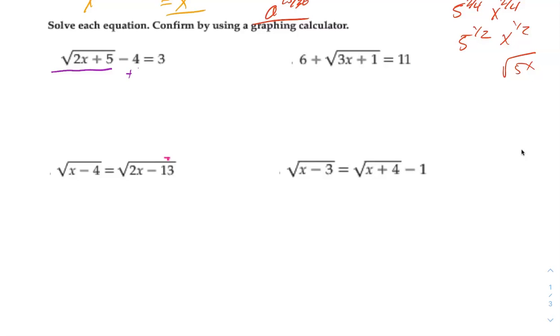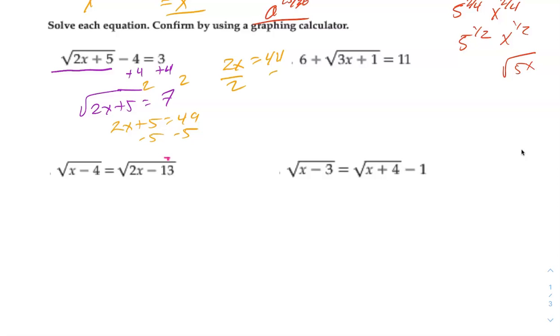So let's add 4 to both sides. And I get 2x plus 5 equals 7. And now the radical is by itself. Now we can square it, right? To get rid of the radicals, square both sides. 2x plus 5 equals 49. Subtract 5. 2x equals 44. Divide by 2. X equals 22.